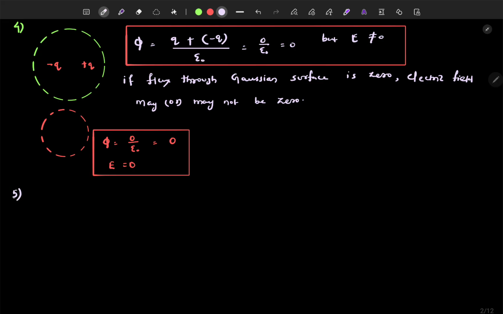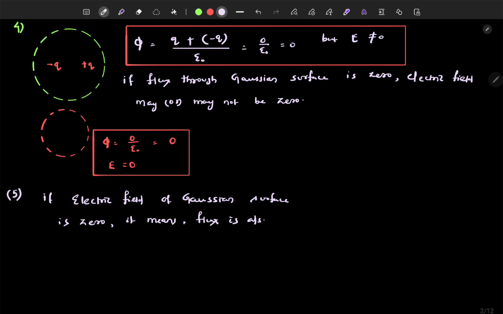Then come to point number 5, it's the reverse point. If electric field of a Gaussian surface is 0, it means flux is 0. This is true. So the point is, if electric field of the Gaussian surface is 0, it means flux is also 0. How?